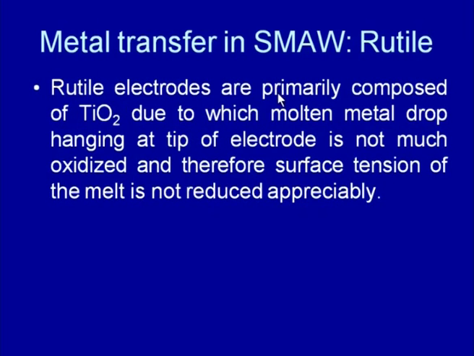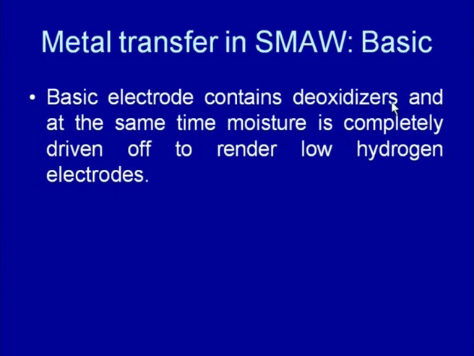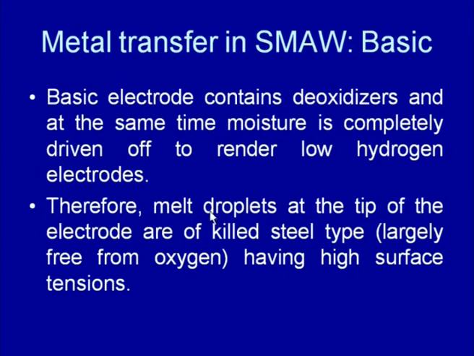Rutile electrodes are primarily composed of titanium, due to which the molten metal drops hanging at the tip of the electrode are not much oxidized, and therefore the surface tension of the melt is not reduced appreciably. Hence, the rutile electrodes produce more globular and less spray transfer. The basic electrodes contain a lot of deoxidizers, and at the same time moisture is completely driven off to render the low hydrogen electrode, and therefore the melt droplets at the tip of the electrode are of the killed steel type, and will have high surface tension, which in turn promotes globular transfer.